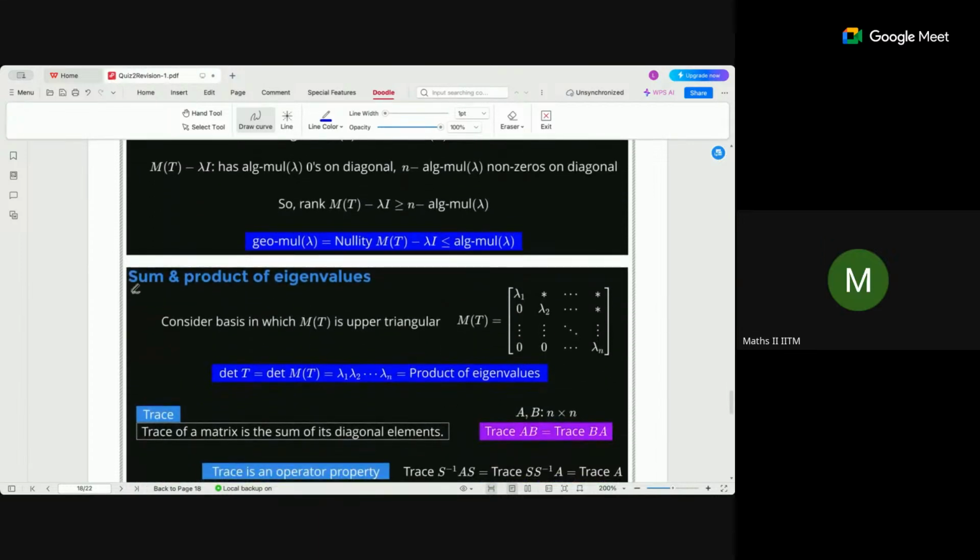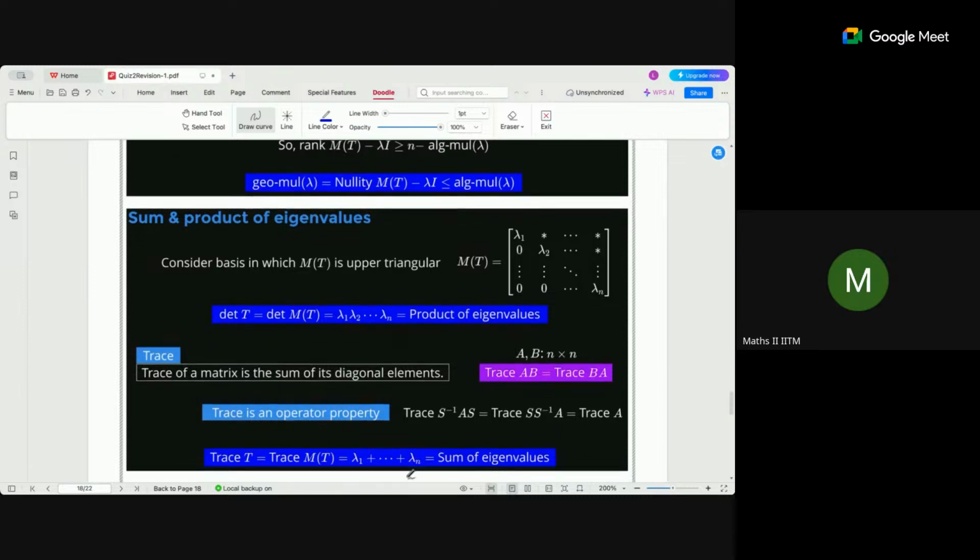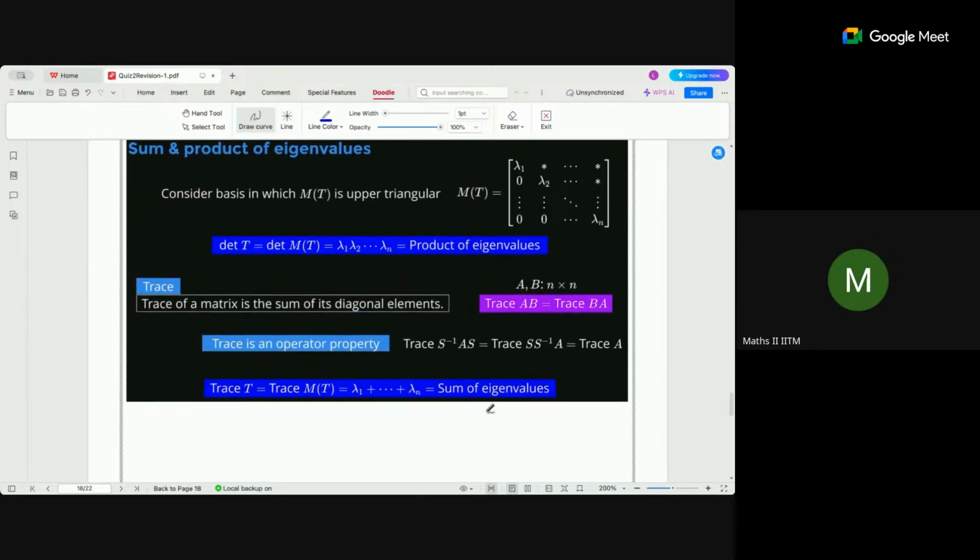And what is the relation between the eigenvalues and trace and determinant? Determinant is the product of eigenvalues, and trace is what? The sum of the diagonal entries. Trace is the sum of the diagonal entries, and that is the same as the sum of the eigenvalues. You see, the eigenvalues are linked so much with the determinant, trace, and everything, right? So determinant is the product of eigenvalues and trace is the sum of the eigenvalues.